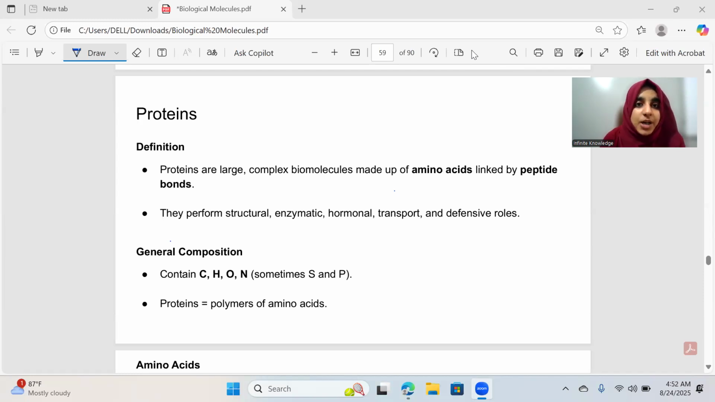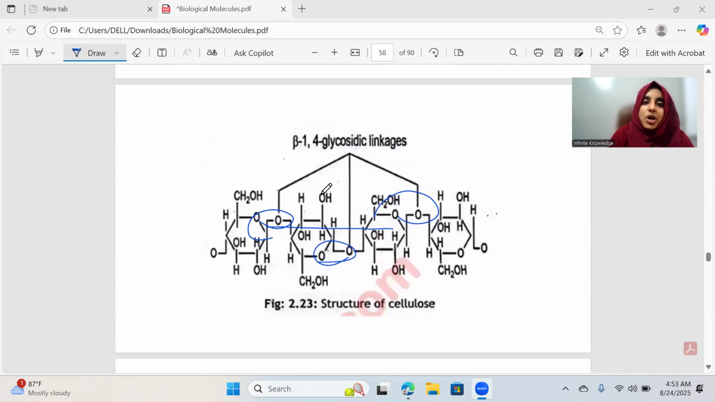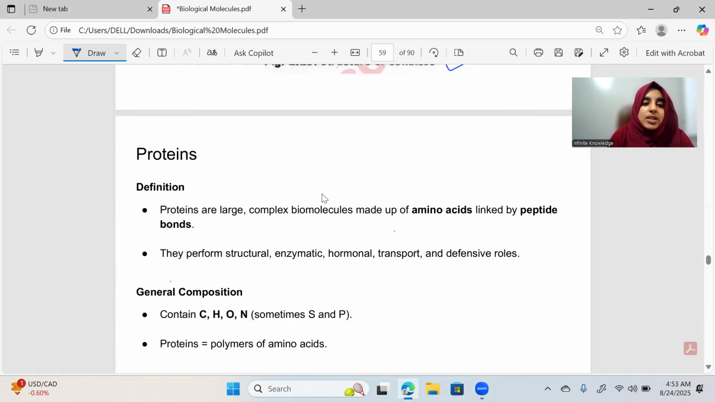This is the last part of our chapter, biological molecules, and in the previous part we have done till here. We finished carbohydrates and we were on the structure of cellulose, right? Now in this part we are gonna start proteins.